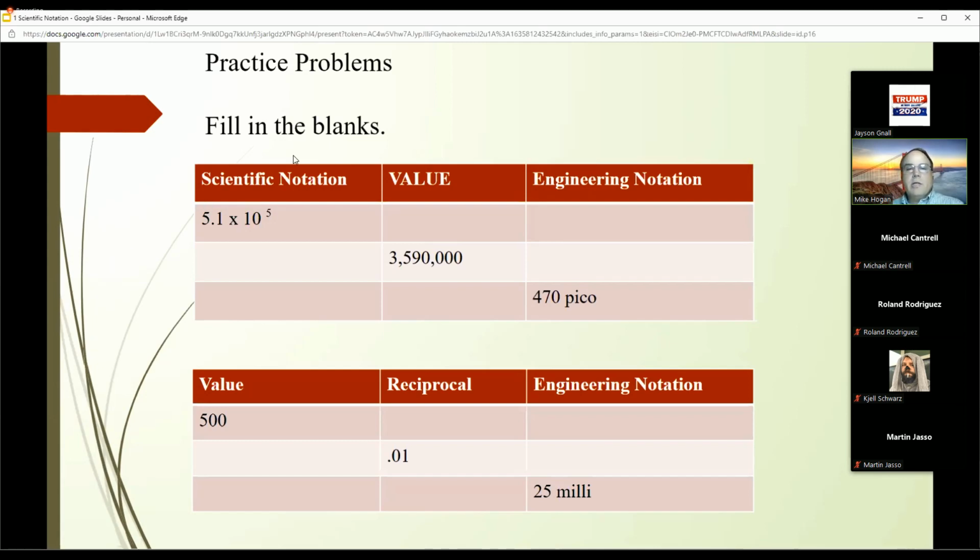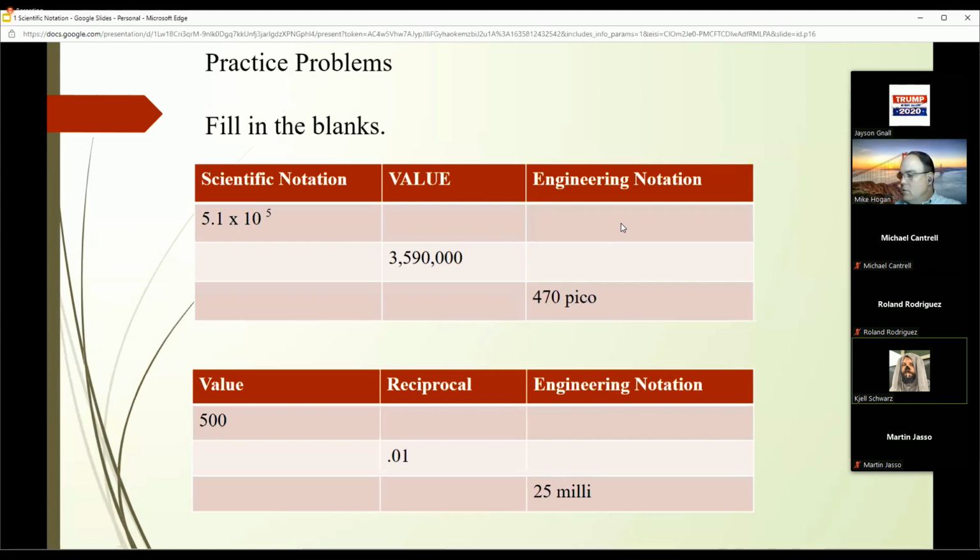All right, what'd you guys get? What'd you get for this? We fill out this first chart. Start off with 5.1 times 10 to the 5th. We convert that to a number, a value. What do we get? 510,000. Very good. Great. What does that mean in terms of engineering notation?